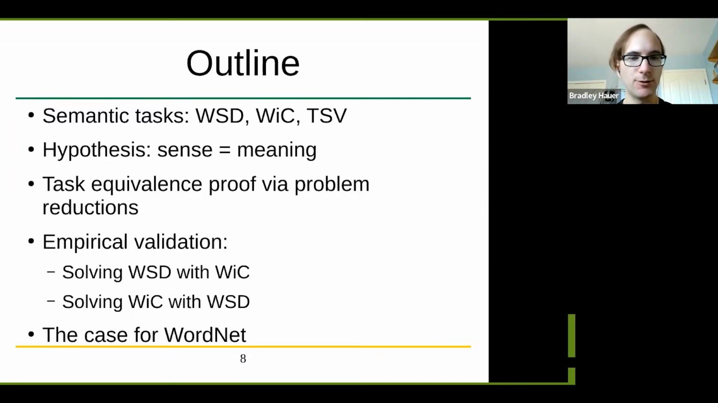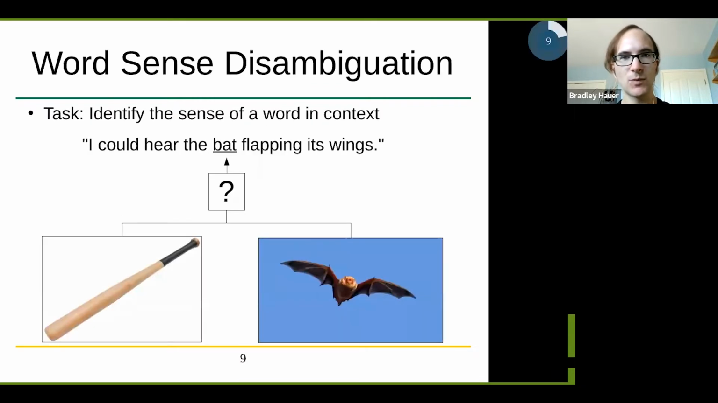And finally, we will conclude this part of the presentation by making the case for WordNet as an important resource in semantics and as the standard sense inventory for these tasks. So first is this word sense disambiguation, or WSD, task that I've alluded to a few times. This is a flagship task in lexical semantics. It is very well researched. It has been the subject of study in computational linguistics for decades.